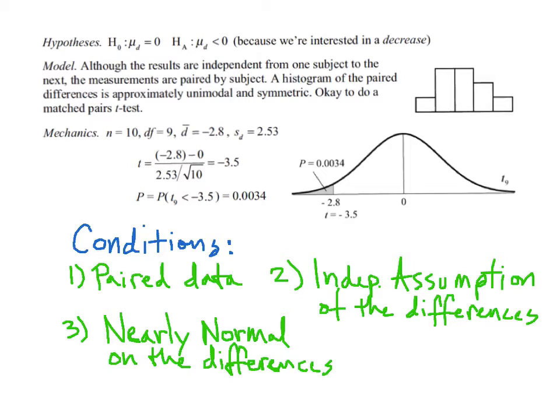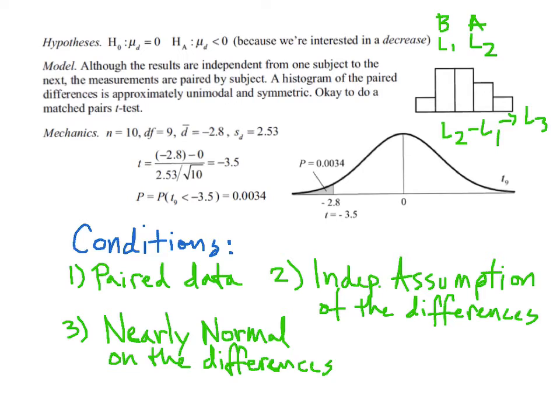So to generate this histogram, remember I put the before treatment in L1, and then the after treatment in L2. So I'm going to do L2 minus L1 and stick it into L3. I'm going to run my histogram off L3, and I'm going to run my one variable stat on L3, and I'll get that as my mean, and that is my standard deviation of the sample differences.